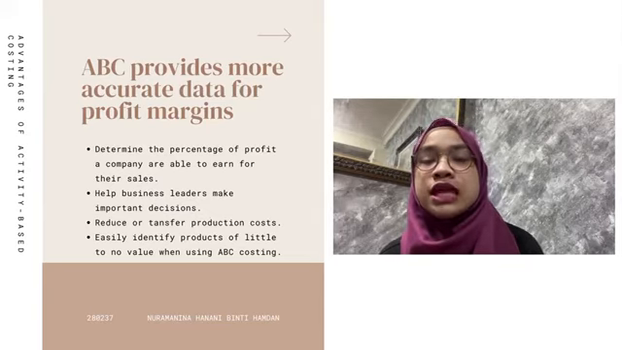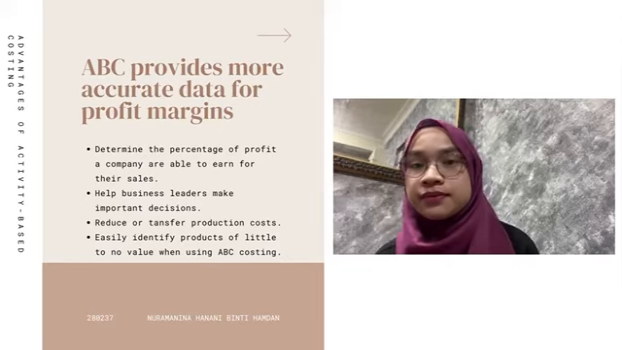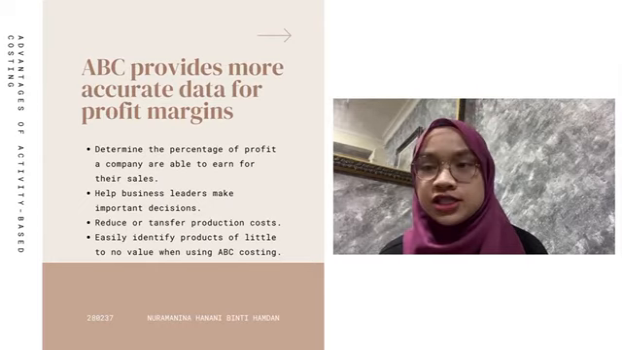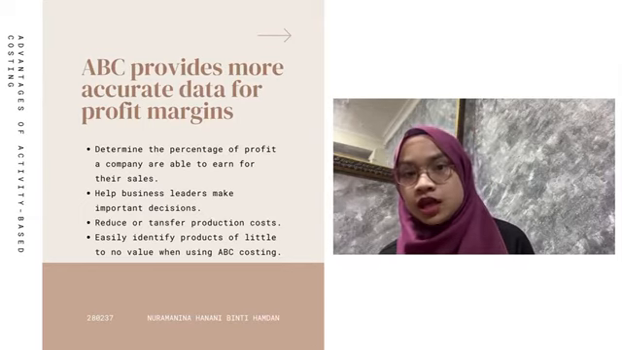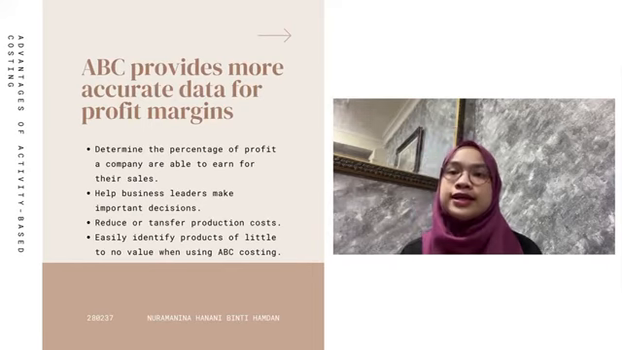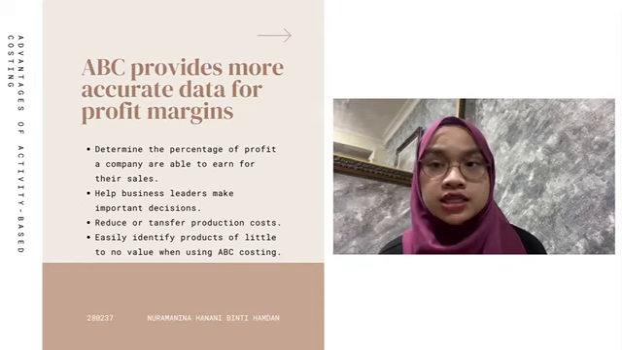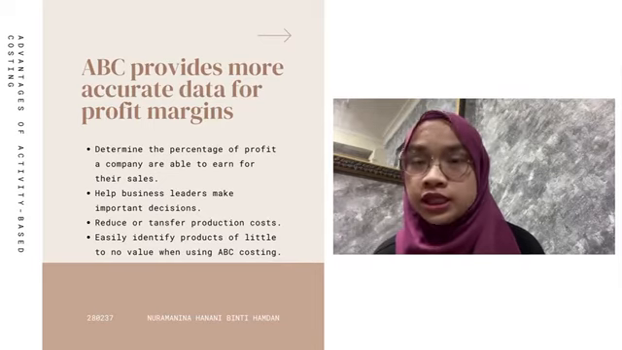Companies also use ABC, activity-based costing, for pricing and product prioritization decisions. In addition, when employing activity-based costing, managers may rapidly identify items with little to no value, as stated in point number 4 on the slide. This information may be used to eliminate products from inventory and reallocate production resources to more profitable commodities.